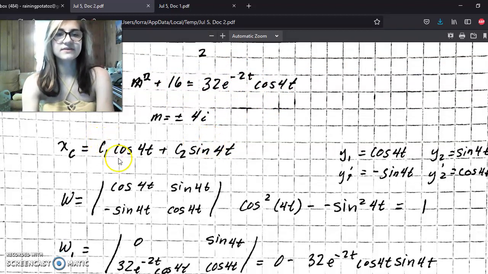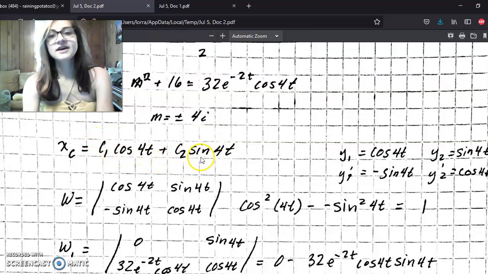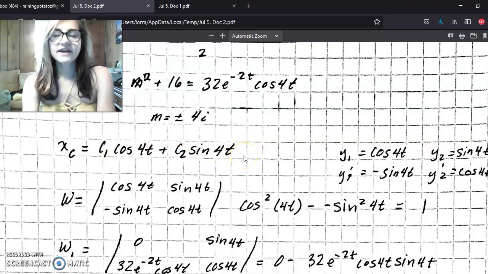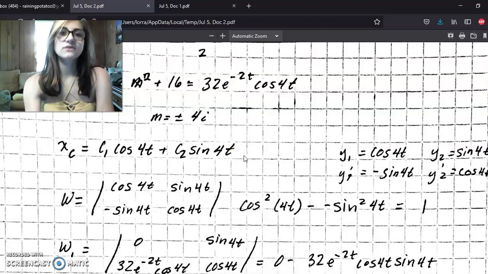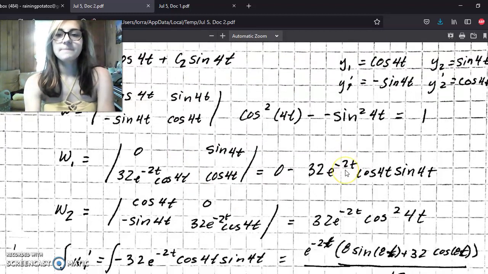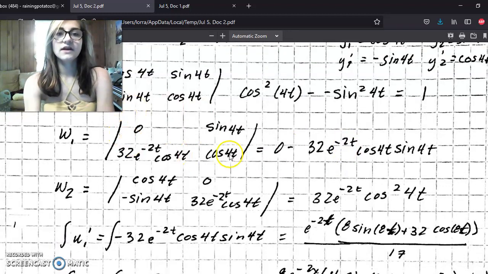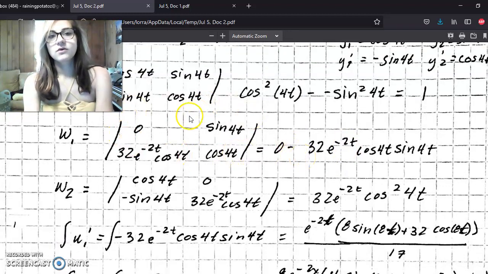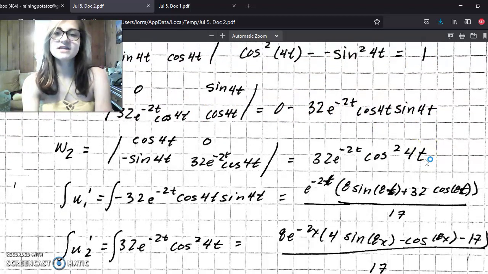So that means x of c is equal to c1 cosine 4t plus c2 sine 4t. In order to find the particular solution, or xp, I used the Wronskian and the annihilation method. So the Wronskian here was 1, and then w1 is equal to negative 32e^(-2t) cosine 4t sine 4t, and then w2 is equal to 32e^(-2t) cosine squared 4t.